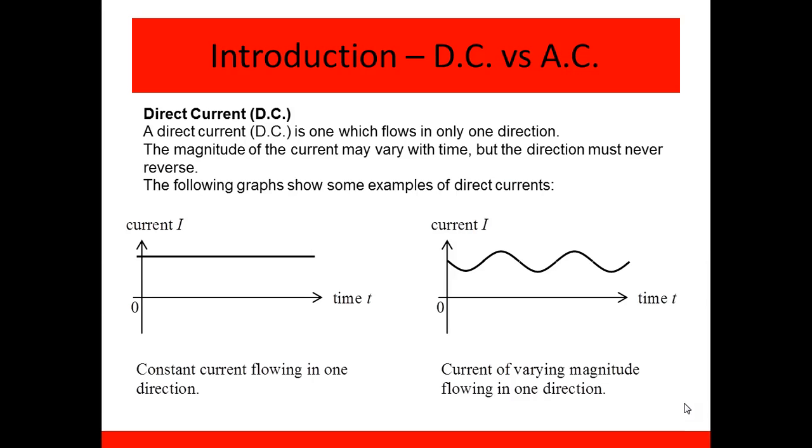What is a DC? A DC is one where the direction of the current is only in one direction. The magnitude may vary, but the direction must never reverse. So if you look at the one on the left, this is the current that we are very comfortable with. This is obviously a direct current. The one on the right, maybe we are a bit less familiar with it, but it is still a direct current. Why? Because the direction of the current has not changed. It is a current that goes from 1 ampere to 0.8 to 1.2 to 0.8 to 1.2, but it will never become negative. Hence, this is a direct current.